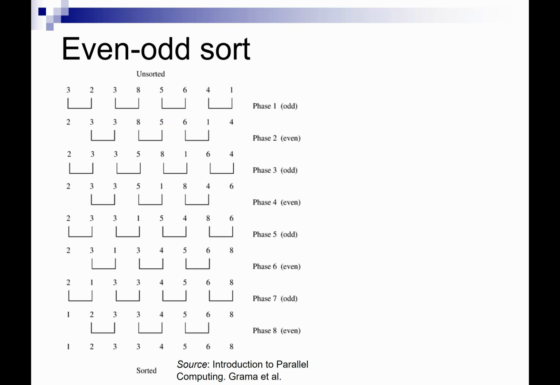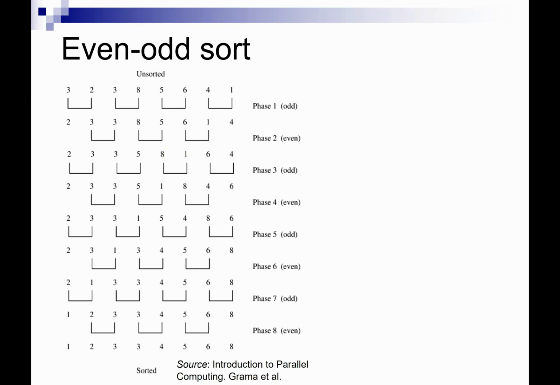Next we go to phase 3, which again is an odd phase. For the odd phase, we're going to go back to the pairing between processes 1, 2, 3, 4, 5, 6, and so on. After you pair the processes, you're going to make sure that their values are in the right order. So for example, you swap the 8 and the 1 and the 6 and the 4 here.